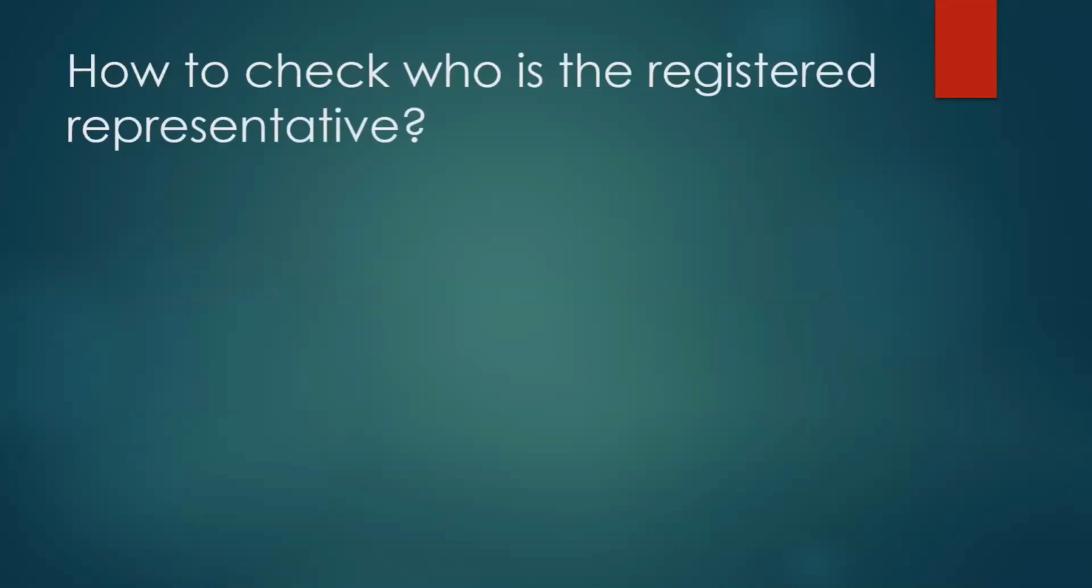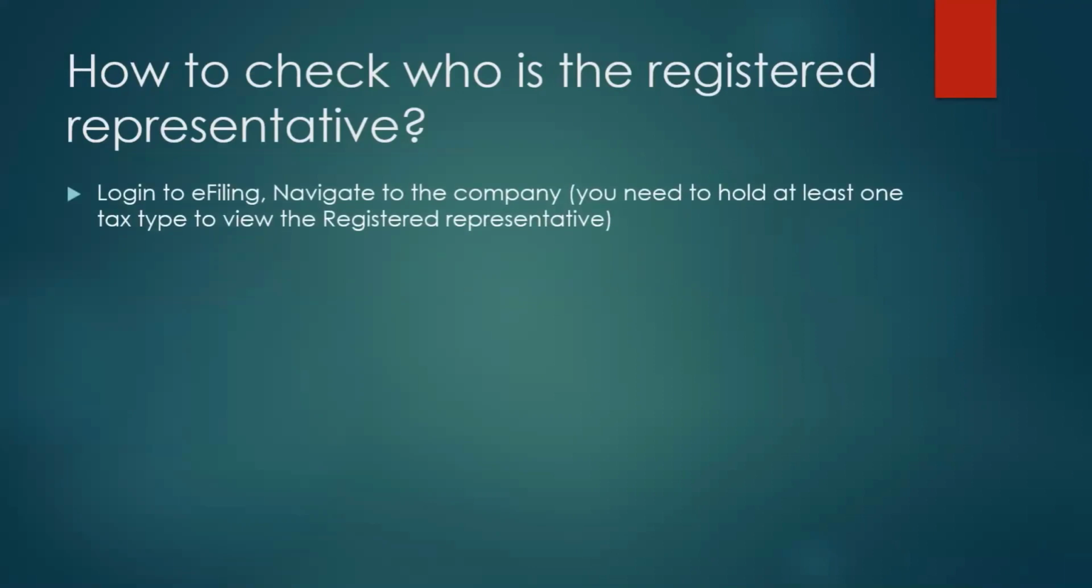Firstly, how do we check who the registered representative is? In the usual manner, we're just going to navigate to the RAV 01. You can log into eFiling in the usual manner and navigate to the company that you want to look at. Important to note here that you have to hold at least one tax type to view the registered representative. If you just hold the shell of the entity on your e-filing profile, you're not going to be able to see who the registered representative is. As long as you hold at least one tax type, whether that's VAT, customs, PAYE, then you're able to see who the representative is.